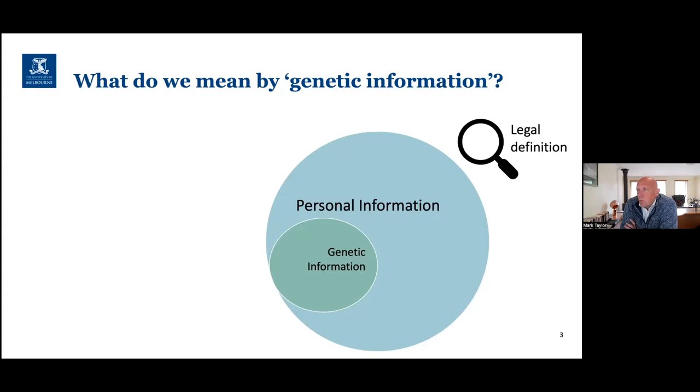So when I use the term genetic information, I am using the term to represent a legal category of information. Genetic information, those two words, are the words which are used within the Privacy Act. The Privacy Act refers to genetic information. Genetic information is a subset of personal information. So the Australian Privacy Act, the key statutory protection of privacy for personal information in Australia at Commonwealth level, refers to personal information and genetic information as a subset.